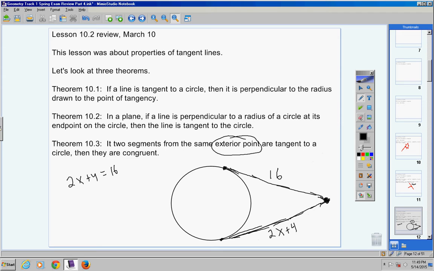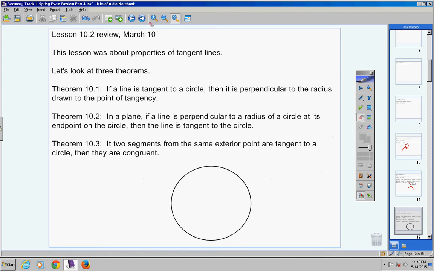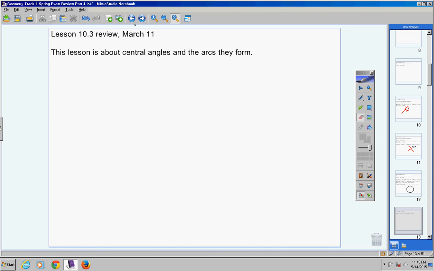Know these three theorems. I will give you problems on the test and you'll have to use those three theorems, okay? Now, let's move on to lesson 10.3. Now this lesson here was about central angles. Got it? Central angles and the arcs that they form.